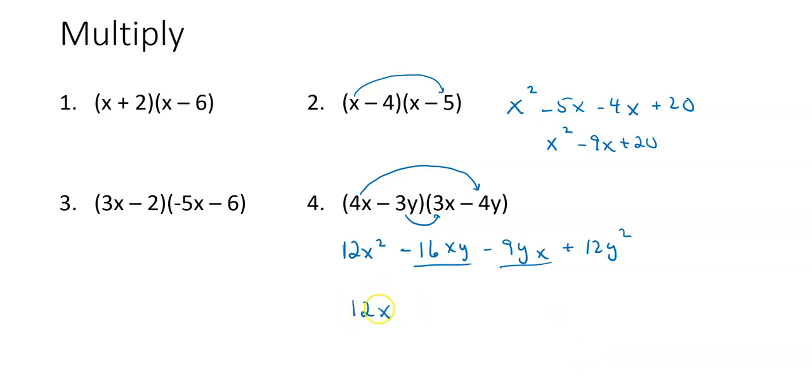So you'll get a 12x squared. 16 and 9 is 25, so minus 25xy plus 12y squared. Right? So an x squared and an x are not the same term. But an xy and a yx are the same term because you're multiplying the two numbers together. Commutative property says it doesn't matter in what order.